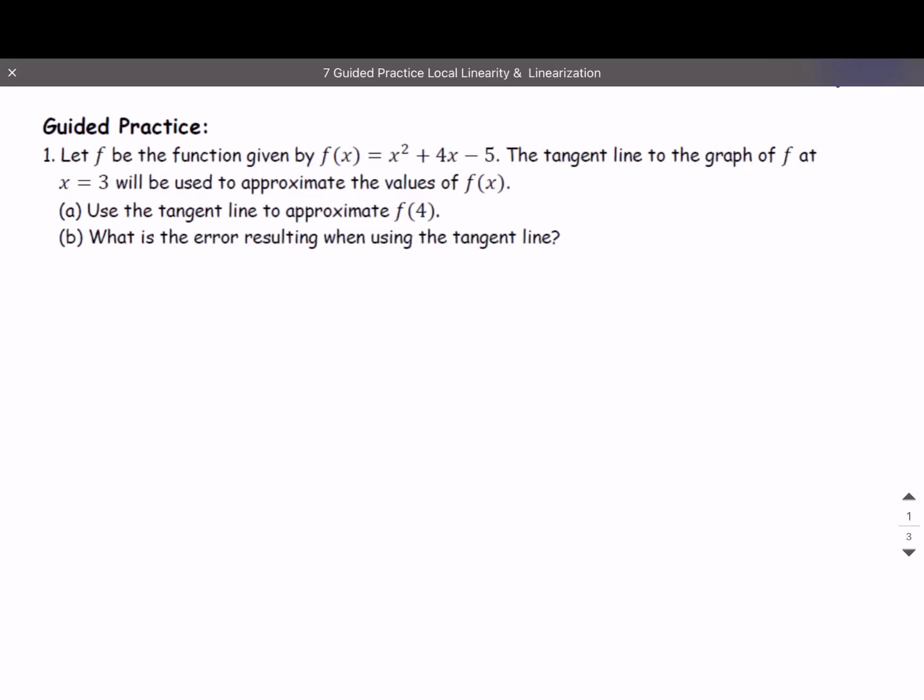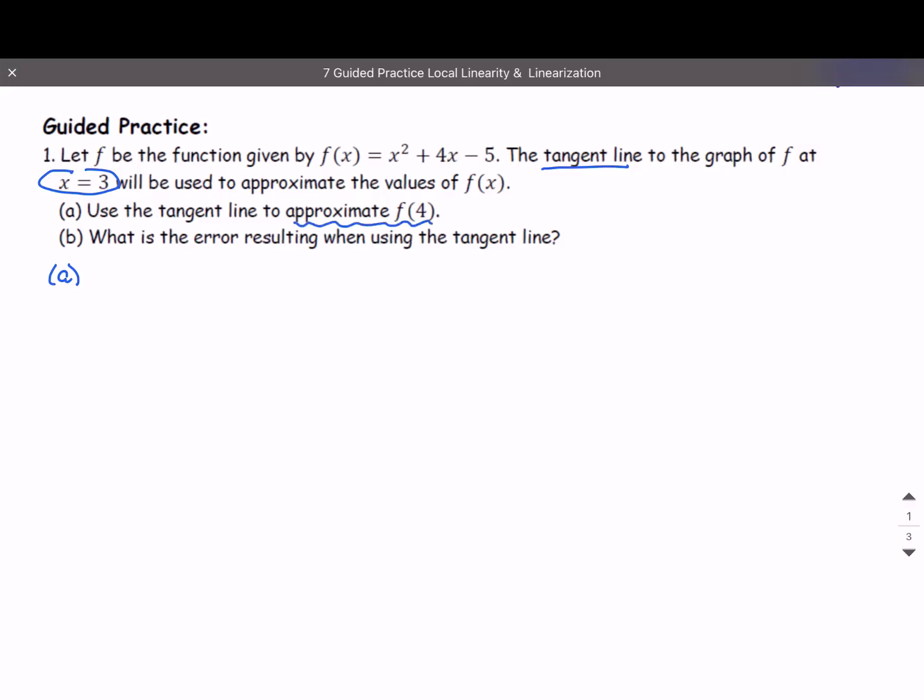Let f be the function given by f of x equals x squared plus 4x minus 5. The tangent line to the graph of f at x equals 3 will be used to approximate values of f of x. So in part A, we're going to use the tangent line to approximate f of 4.